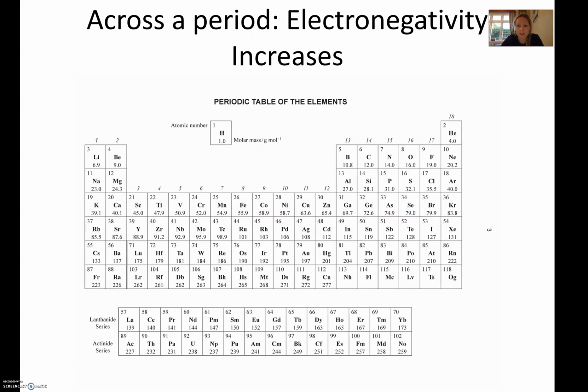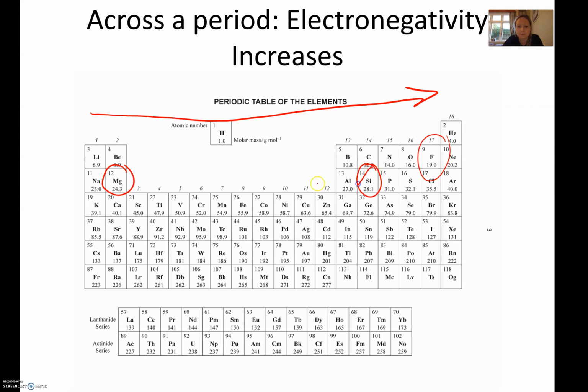Okay, so let's discuss the trend of electronegativity. Electronegativity increases across the period, for exactly the same reason that atomic radius decreases and ionization energy increases. So let's go through a made-up example. If we're comparing magnesium and silicon, for instance, both are in period 3, therefore they have 3 energy levels, therefore shielding by inner shell electrons is going to be the same.